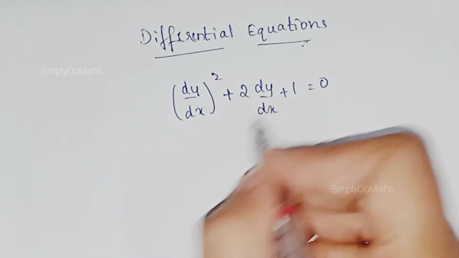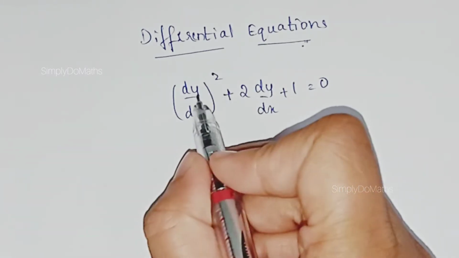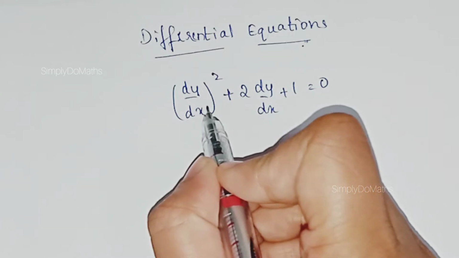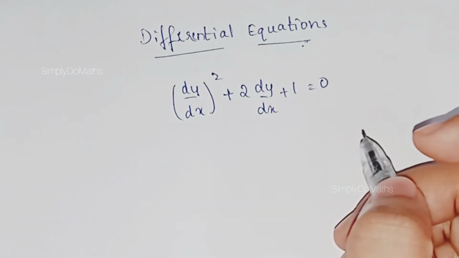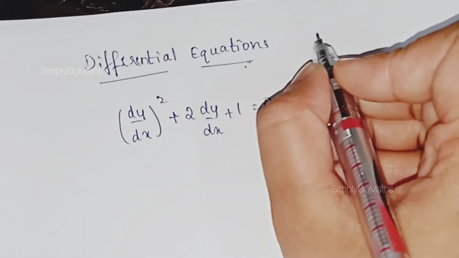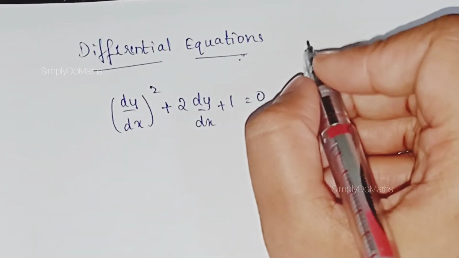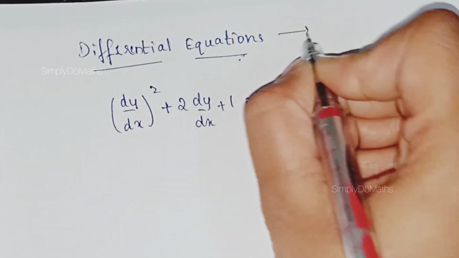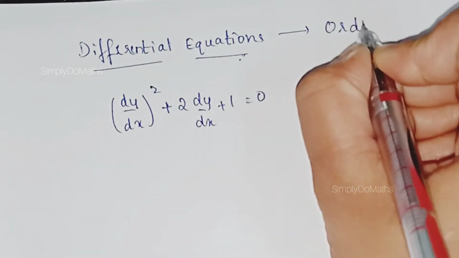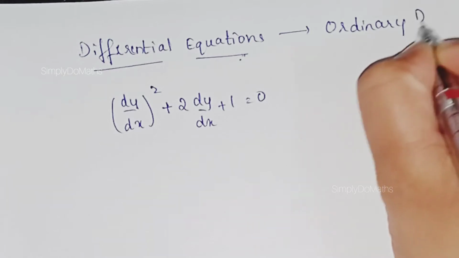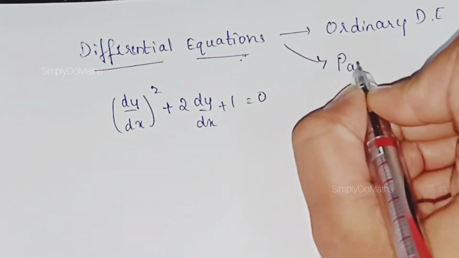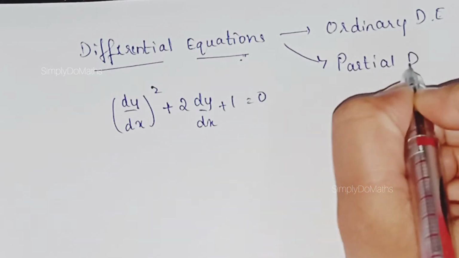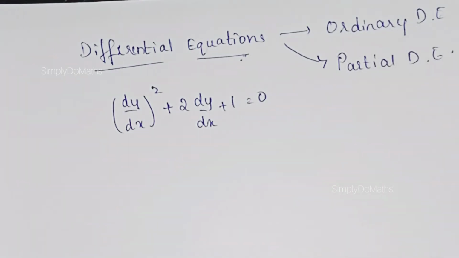Look at this equation here. This equation involves derivatives or differential coefficients. So these types of equations are called differential equations. In differential equations, we have two types. First one is ordinary differential equations, and the second one is partial differential equations.